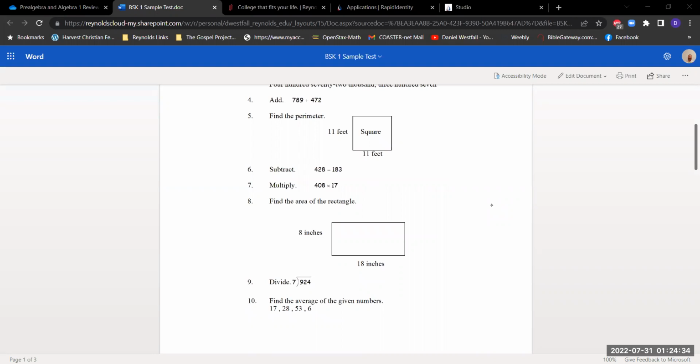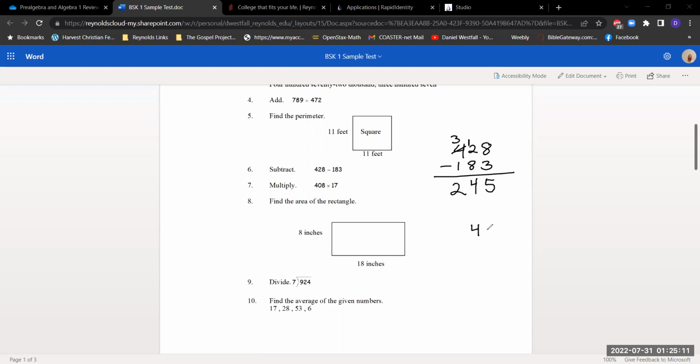Now we're going to subtract. We're going to start with 428, and we're going to subtract 183. When we take 3 away from 8, we're left with 5. We can't take 8 away from 2, so we're going to have to borrow 10 from the hundreds. And I'm just going to put 1 next to the 2 to represent a 12. 12 minus 8 is going to be 4. 3 minus 1 is going to be 2. That's going to be 245.